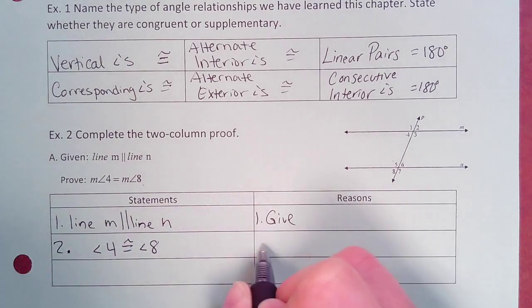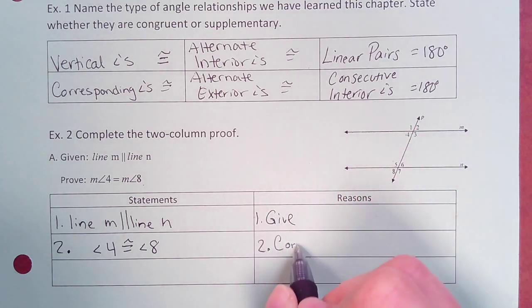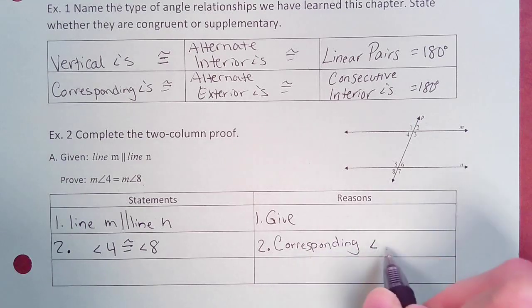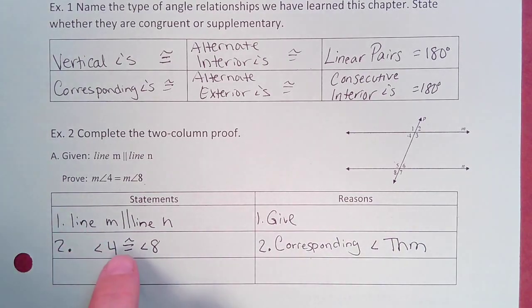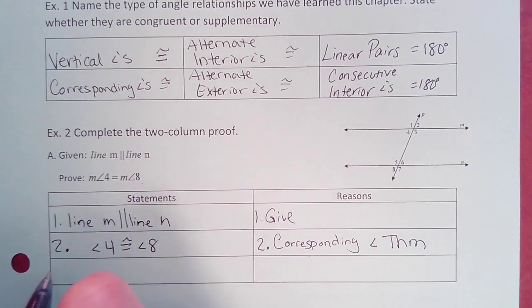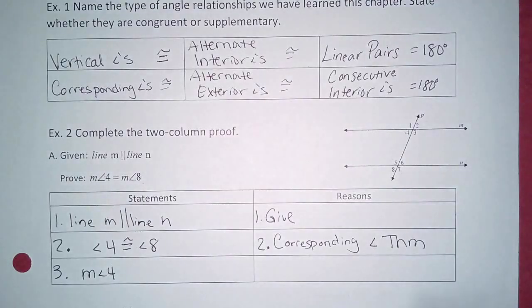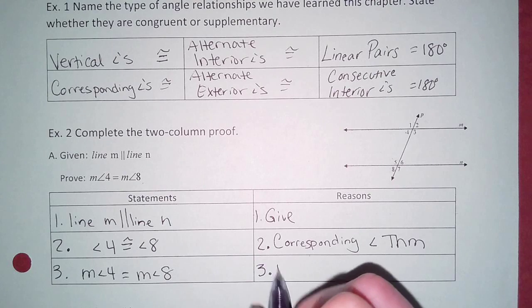How do I know that? Because they're corresponding angles. So corresponding angle theorem. And now I'm going to convert it from a congruent sign to an equal sign. So step 3, measurement of angle 4 is equal to measurement of angle 8. How can I toggle between congruent to equals? Definition of congruence.